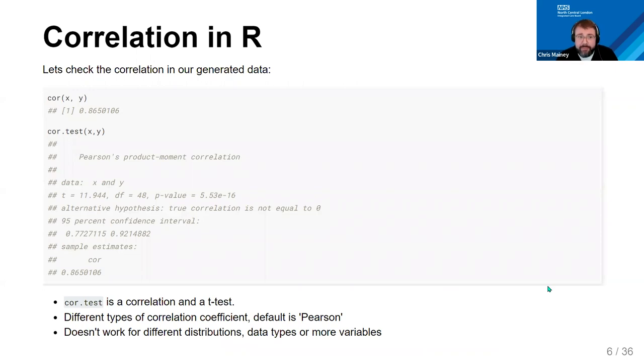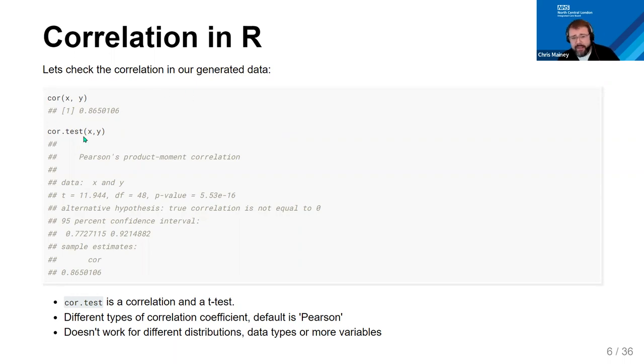So how do you do it in R then? Reasonably easily. Let's say we have a vector, so that's a set of numbers in R, for X and a set for Y. If we then run cor for the correlation with X and Y, we get the correlation coefficient out, which is 0.865. So that is a pretty strong positive correlation there.